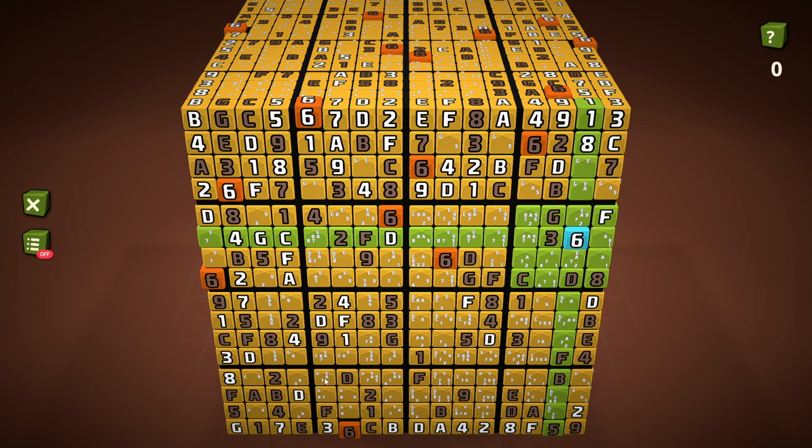Any one of those could still be a 6. That can't, but not that. So it's still any of these. Not the first 2, but any of the rest. Not that row. Okay, and then not that row because it has to be there. So yeah, that has to be a 6 because of all that.